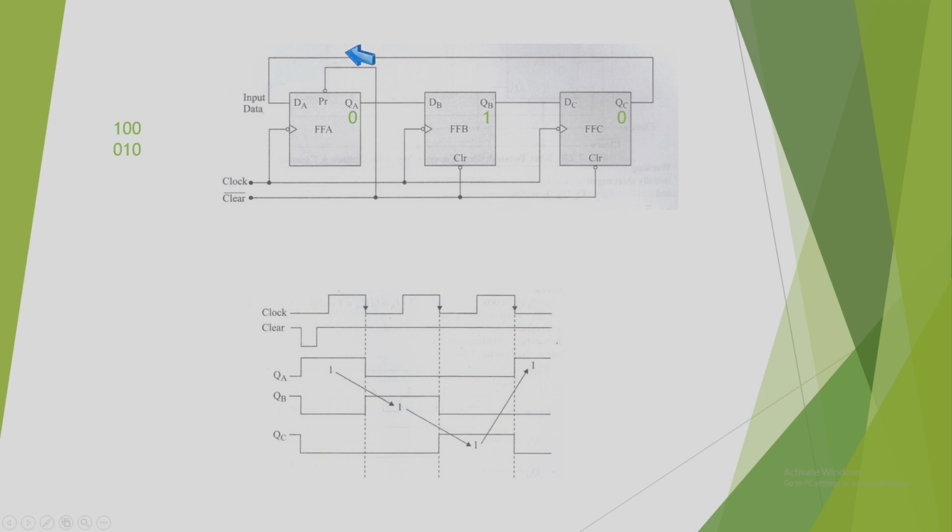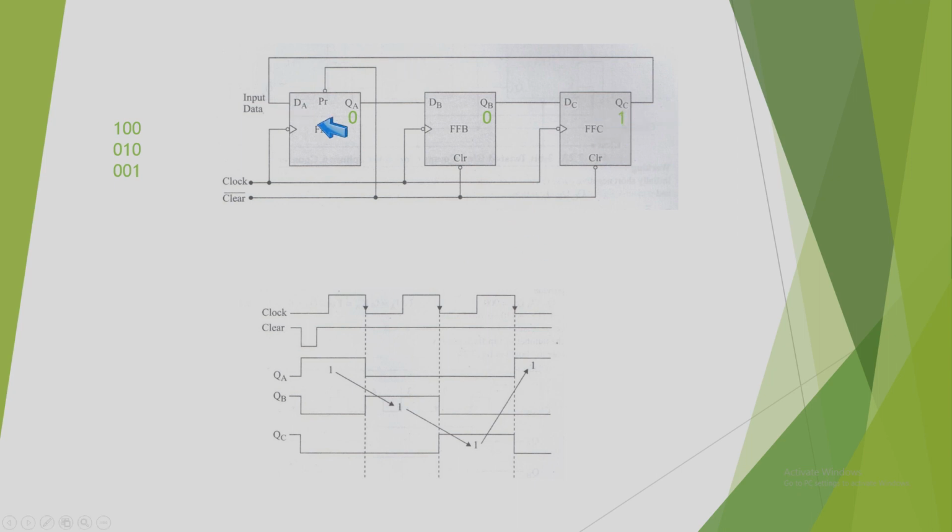Before that, let's work out the inputs to the D flip-flops. The first flip-flop has input 0, so whenever there is a negative edge, it will be 0. The second flip-flop has 0 input now, so whenever there is a negative edge, it will be reset to 0. Similarly, the third flip-flop has input 1, so whenever there is a negative edge, it will be preset to 1. So at the next negative edge, the situation will be like this: the first will be 0, the second will be 0, and the third will be 1. So now the current state is 0, 0, 1.